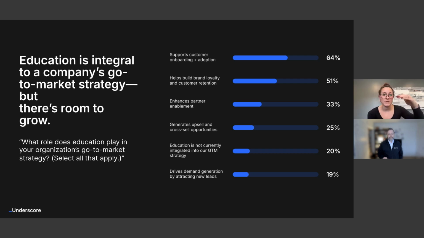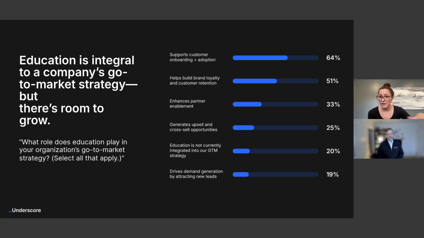So not surprisingly, we see it supporting customer onboarding and adoption. That's awesome. That's a great use case for education. It's helping to build brand loyalty and customer retention. Also great, right? When I think about some of the best products, it's products that have taught me how to use it well, where I feel like I'm a confident consumer. If I don't feel like a confident consumer, none of us really like to feel like we're bad at something. So how do we help people be, to Anderson's language, smart, or I guess Sydney's language, how do we be smart customers? Partner enablement, generating upsell and cross-sell opportunities.